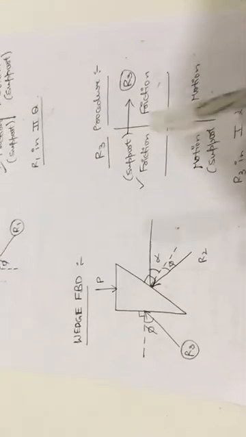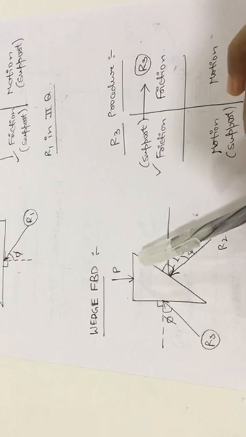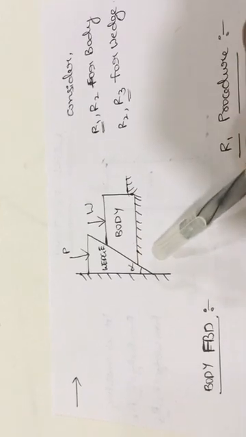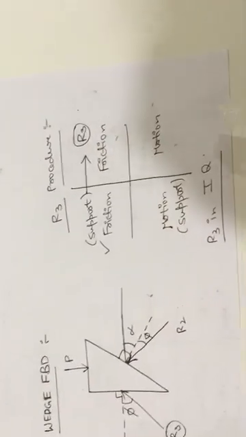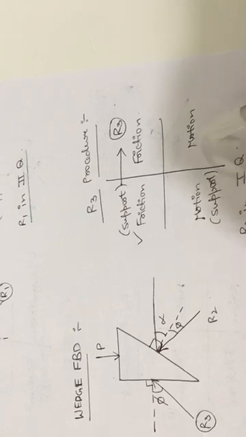Next, R3 is coming from the wedge free body diagram. So see the wedge motion. When P is acting directly on the wedge, it will move in the downward direction. Downward direction is nothing but motion is in the third quadrant or it may be in the fourth quadrant also. Next, motion is in the third and the fourth quadrant. Then friction you will get in the second quadrant and in the first quadrant.